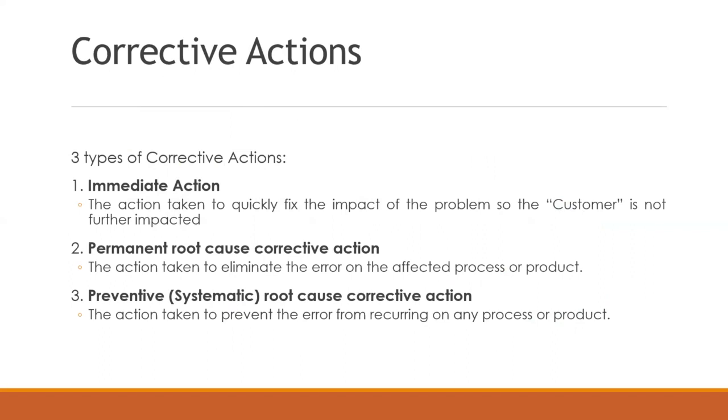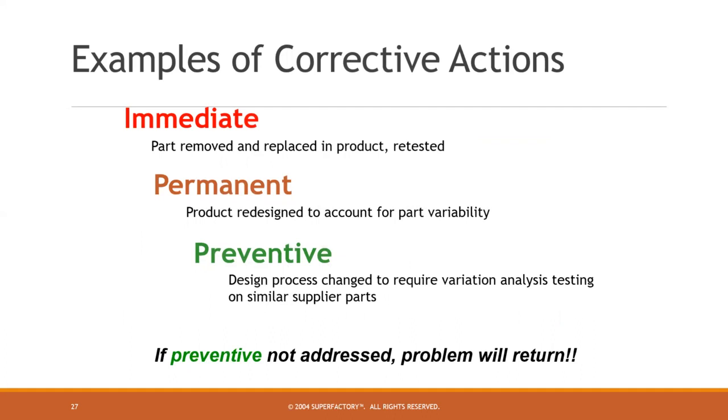So here we have mainly three types of corrective action. First, immediate action, the action taken to quickly fix the impact of the problem so that the customer is not further impacted. Second, permanent root cause corrective action, the action taken to eliminate the error on the affected process or product. And third, preventive root cause corrective action, the action taken to prevent the error from recurring on any other process or product. Examples of corrective actions: immediate, part removed and replaced in product and retested; permanent, product redesigned to account for part variability; preventive, design process change to require variation analysis testing on similar supplier parts.